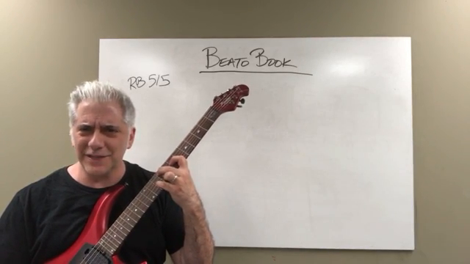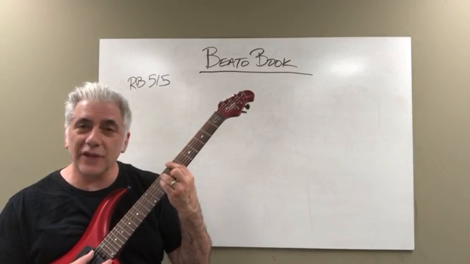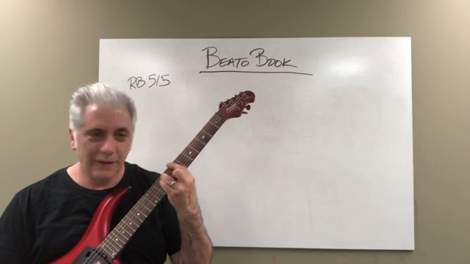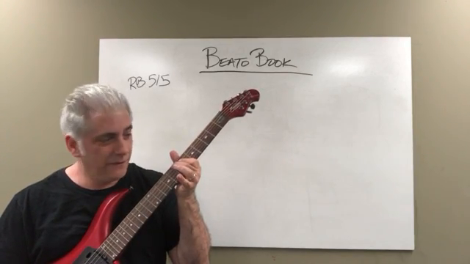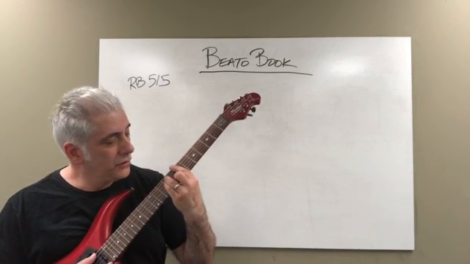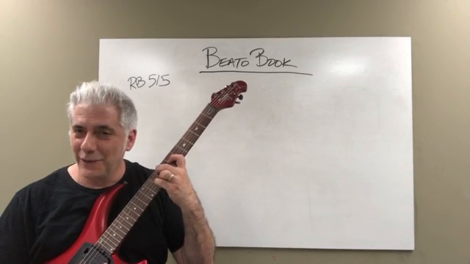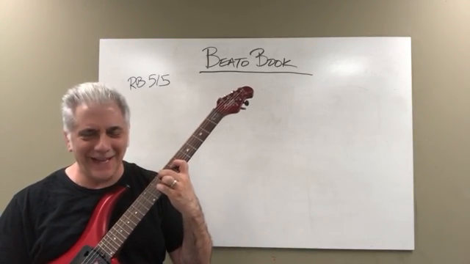Ooh, that's sweet. I could make my 2 chord, I could go 2 with a flat 6. 2, 5, 1. That's kind of nice. Or 2, 5, 1. Oh, that's sweet. Man, that's good. I like that.